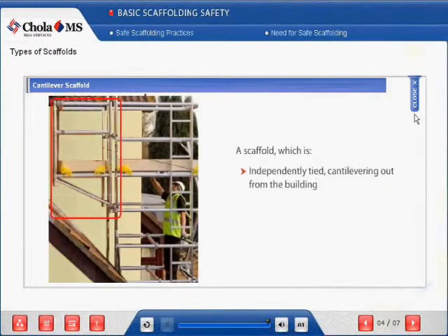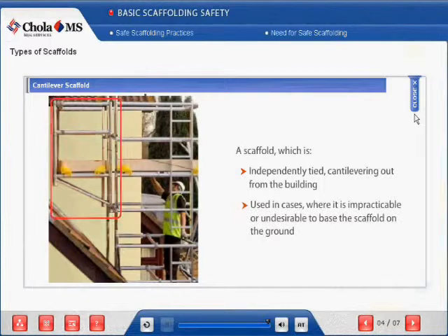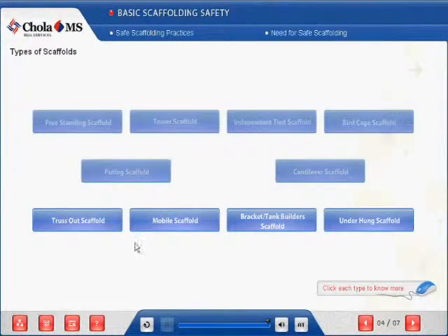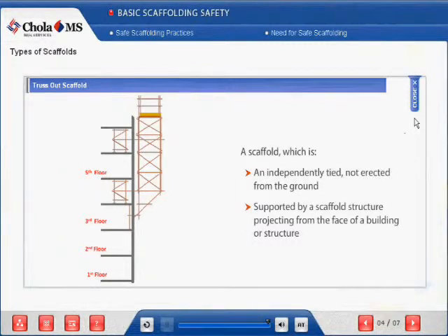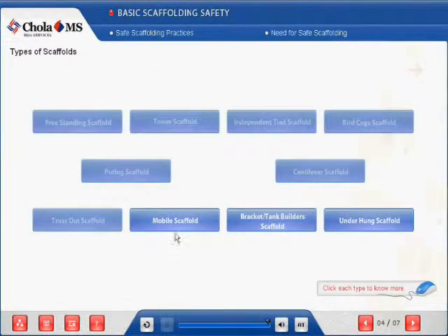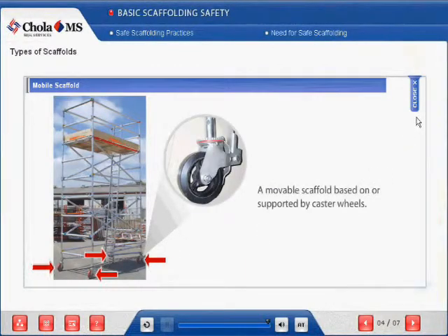Cantilever scaffold is an independently tied scaffold cantilevering out from the building. It is used in cases where it is impracticable or undesirable to base the scaffold on the ground. Truss-out scaffold is an independently tied scaffold not erected from the ground. It is supported by a scaffold structure projecting from the face of a building or structure. Mobile scaffold is a movable scaffold based on or supported by caster wheels.